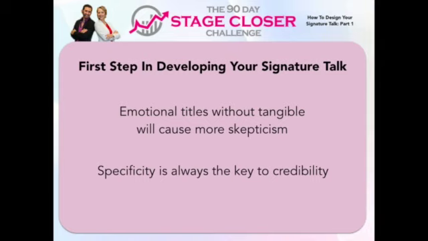So for example, if the name of your presentation was Create a Life of Freedom, well, we have an emotional result, the experience of freedom. And it feels a little bit fluffy and not completely grounded or believable until you actually ground it in a pathway or a tangible result, like this. Create a Life of Freedom, how to become a mobile app developer.